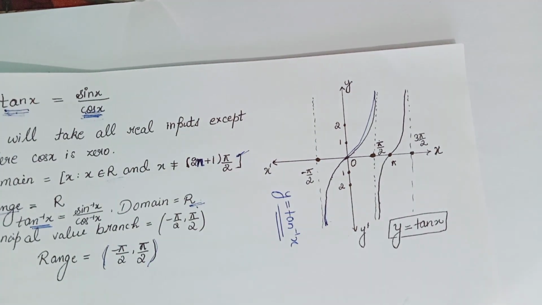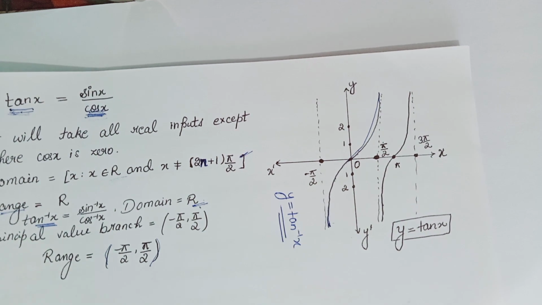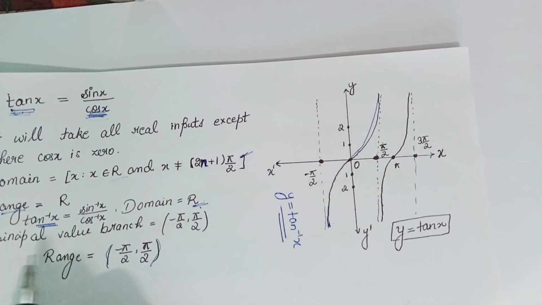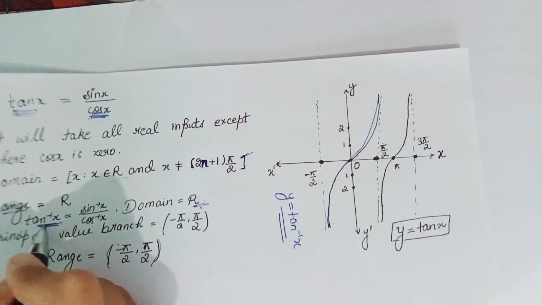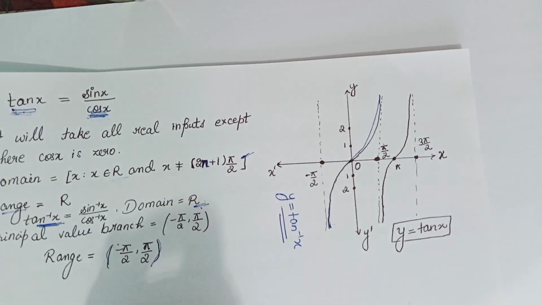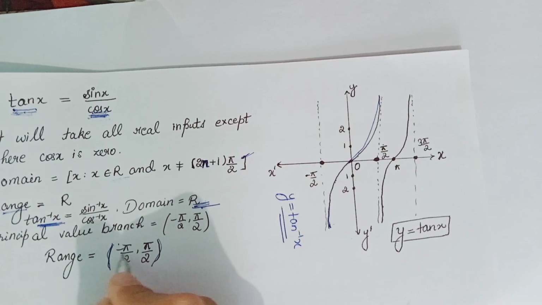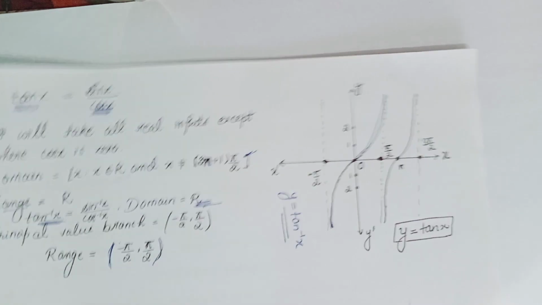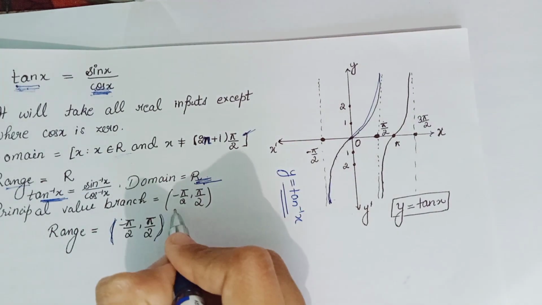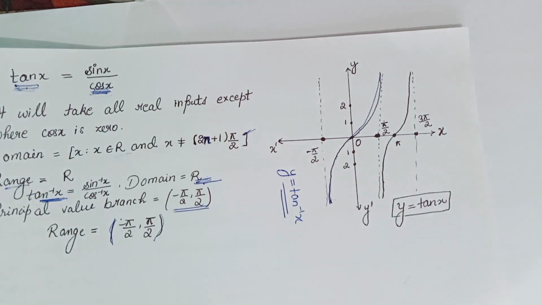So when we talk about the inverse function, that is tan inverse x, its domain will be all real numbers and its range will be the open interval minus pi by 2 to pi by 2, and its principal value branch will become minus pi by 2 to pi by 2.